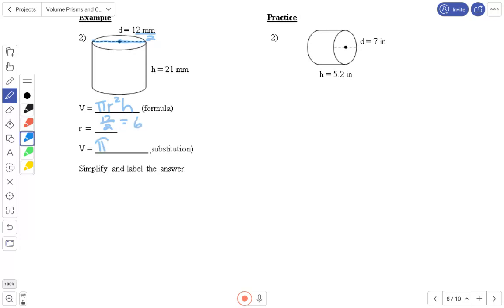So pi times 6 squared times 21. And I can put that in the calculator. And my calculator ends up saying 2375.04404, and it keeps going.